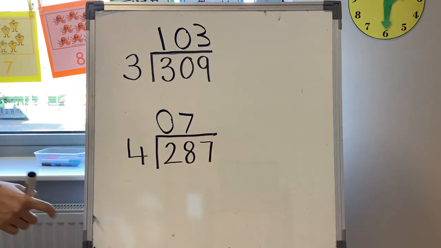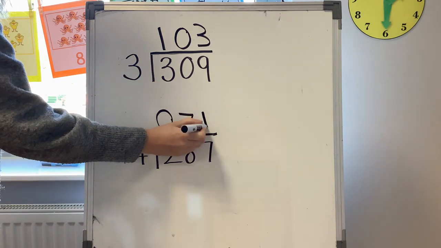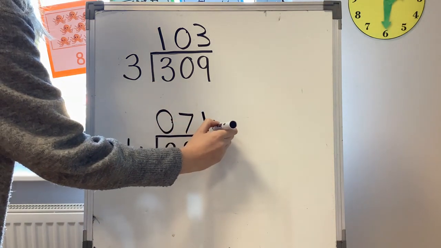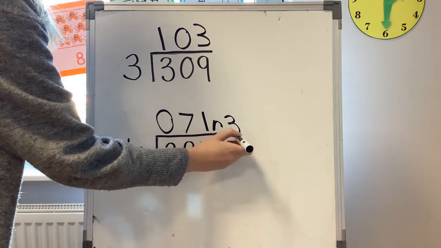Like this. 7 divided by 4, but I know that 4 goes into 7 once, and that there will be 3 left over, which is remainder 3.